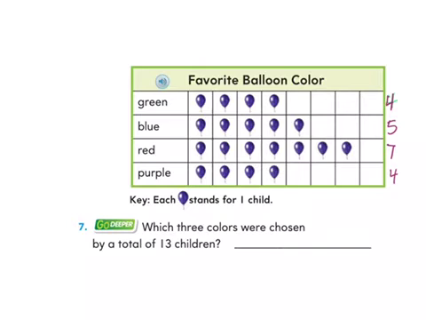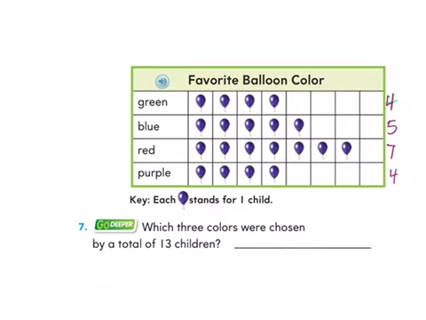So our question is, which 3 colors were chosen by a total of 13 children? So what we need to figure out is 3 of these colors added together equal 13. So we've got to figure out which 3 of these colors equal a total of 13. What I could do is just a kind of trial and error thing.